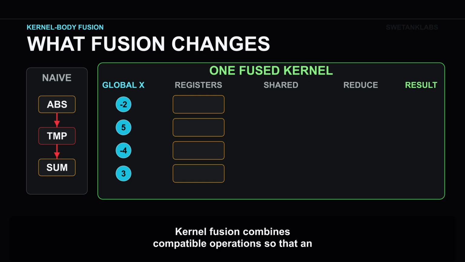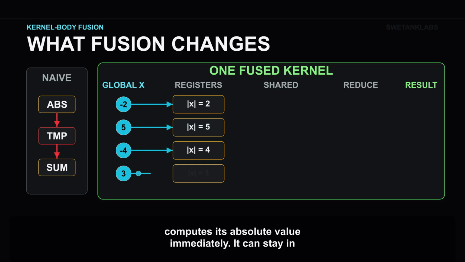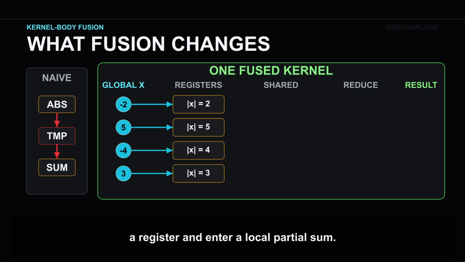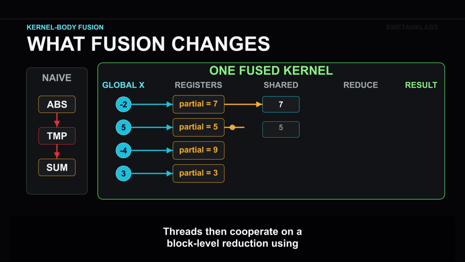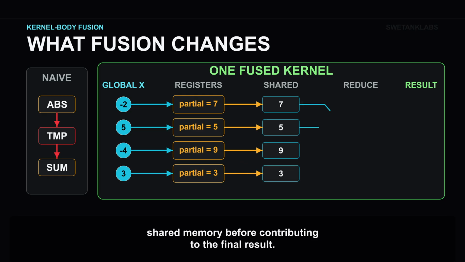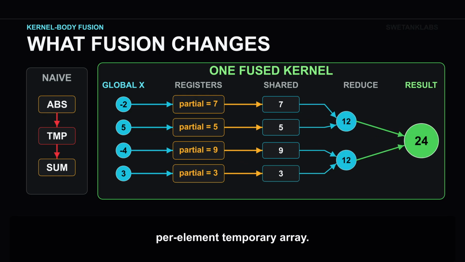Kernel fusion combines compatible operations so that an intermediate value can be consumed before it becomes a full global memory buffer. In the fused version, each thread loads x and computes its absolute value immediately. It can stay in a register and enter a local partial sum. Threads then cooperate on a block level reduction using shared memory before contributing to the final result. Now we have one main launch and no per element temporary array.